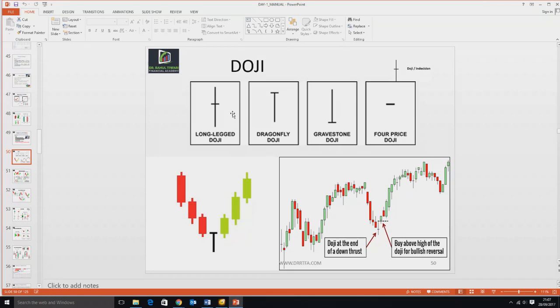And as per the shape, you have sometimes long legged doji. When you have large wicks, you have dragonfly doji, where the indecision is actually on the top. You have gravestone doji, where actually the indecision is at the bottom. And four price doji means there are no wicks. The open and the close price are more or less the same. So you see, dojis are the reversal patterns.